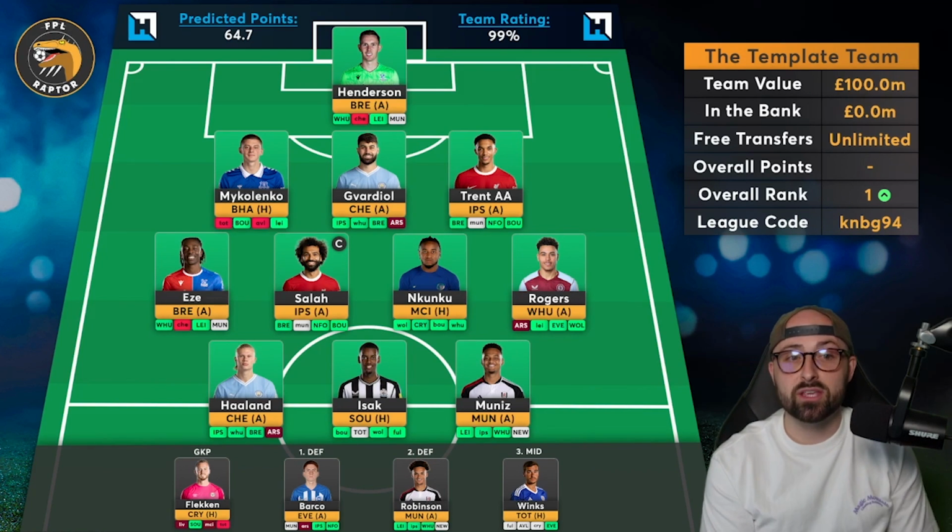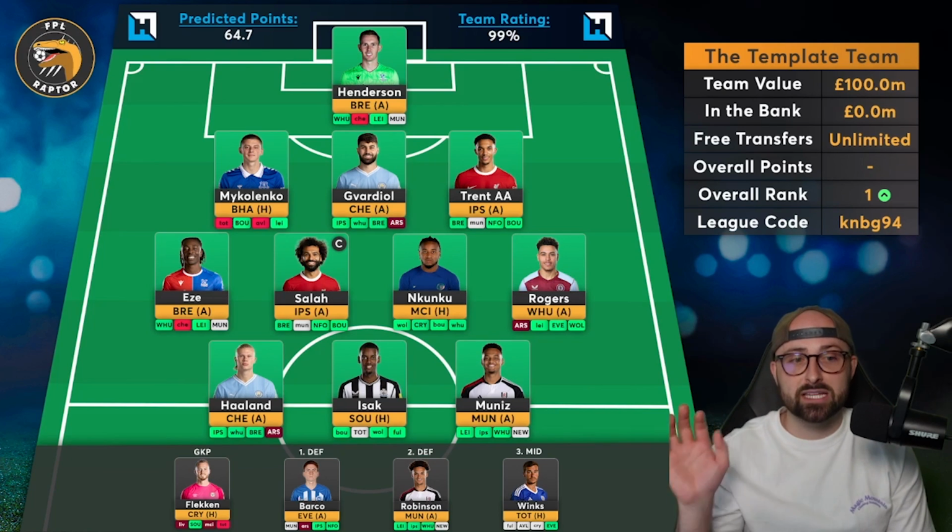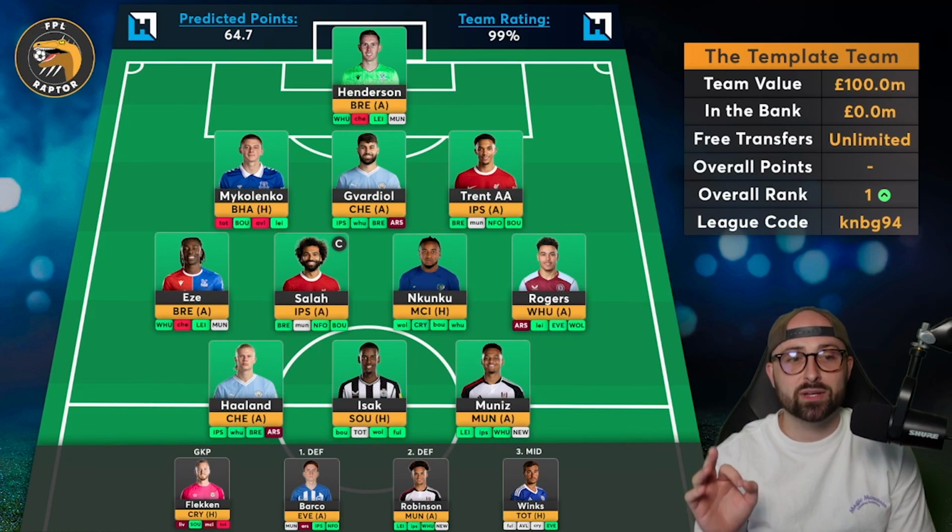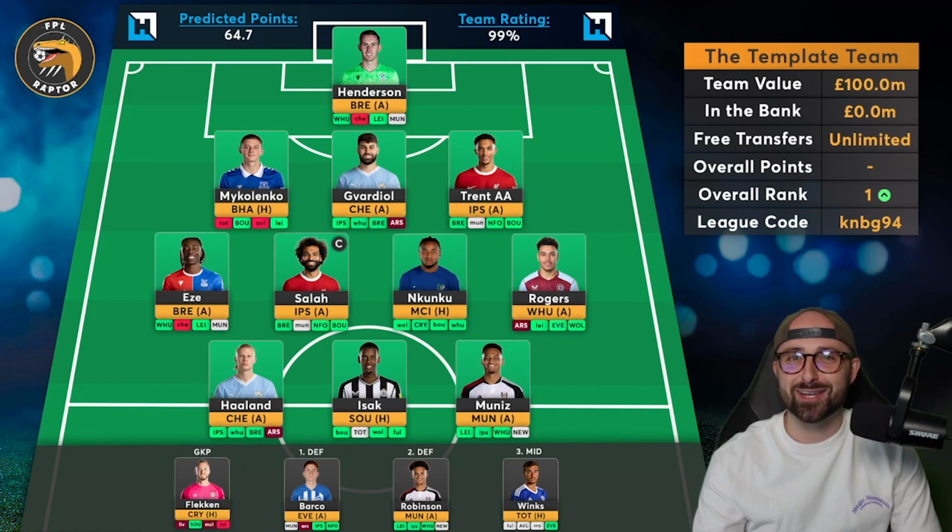So let me know down below what you think of the template team, but don't click off yet because now we're going to take a look at the most highly owned assets in each of the 4 positions and discuss whether they should be that highly owned or not.